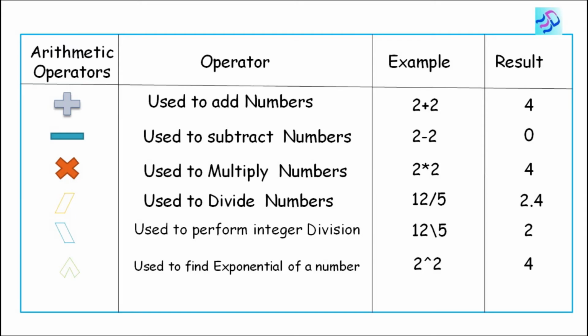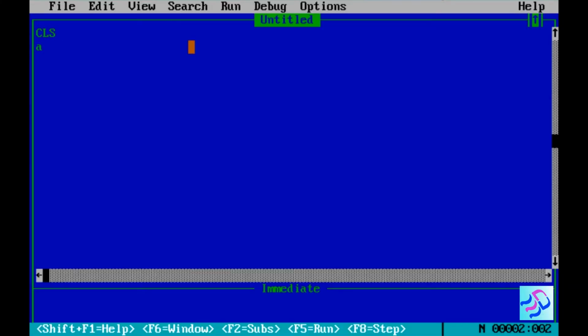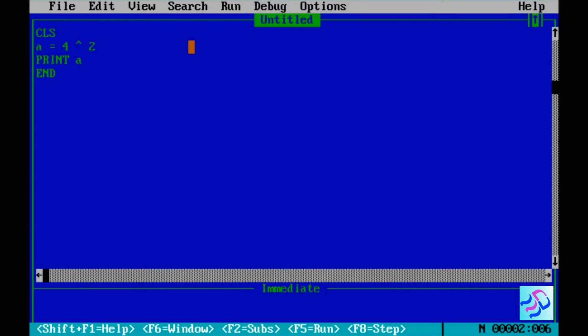Let's see an example. CLS, A is equals to 2 exponential 2. That is 4, right? So print A and end. F5, it is 4. What about 3 squared? 3 exponential 2. 3 to the power 2. 3 squared is 9. What about 4 squared? 16, right? Like this, exponential gives power.